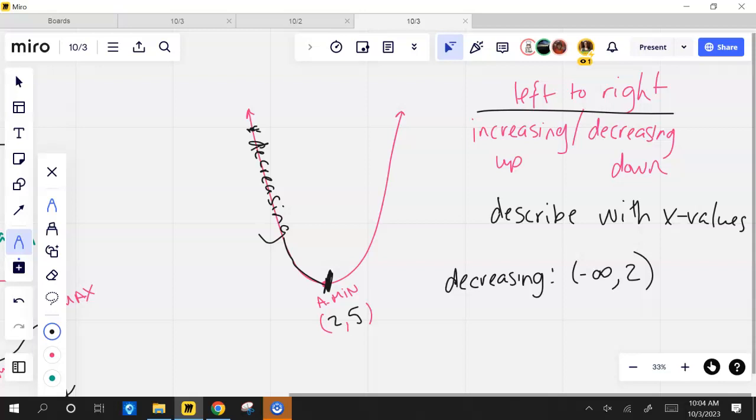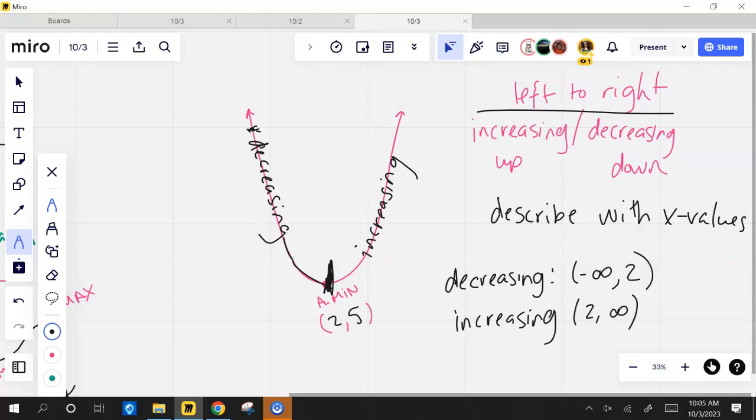Okay, but past that, what's it doing? When I get here, I stop decreasing and I start increasing. That's exactly right. So I'm increasing from 2 to infinity. Do you see how my bug stopped going down and started going up? He literally changed directions at that point. Yeah.